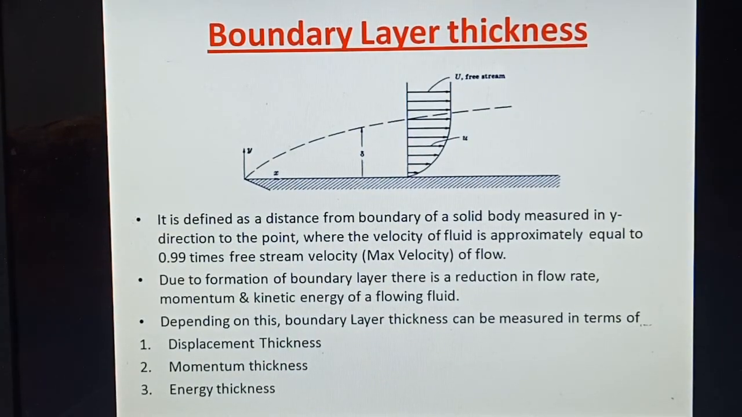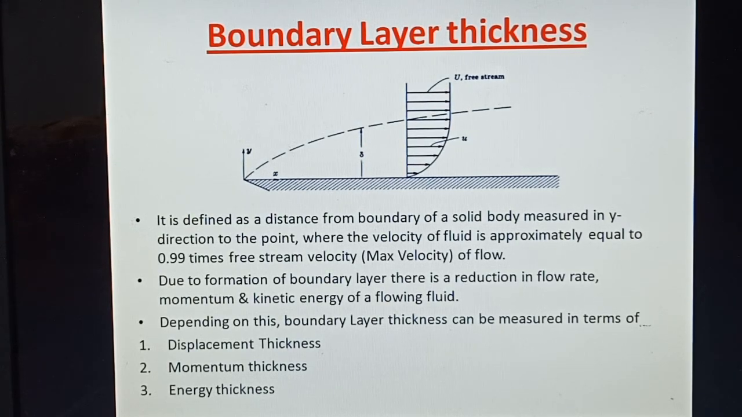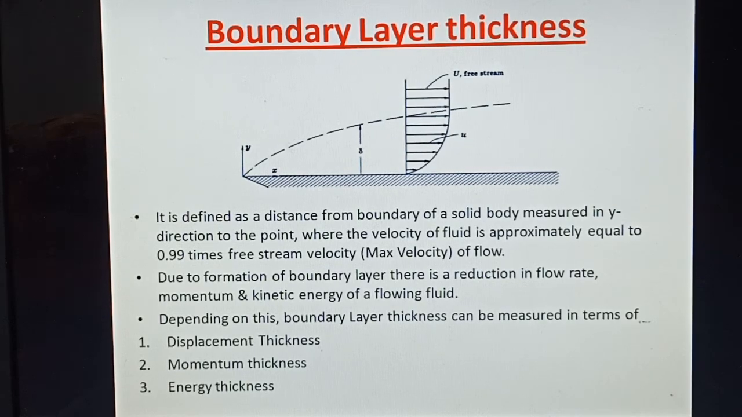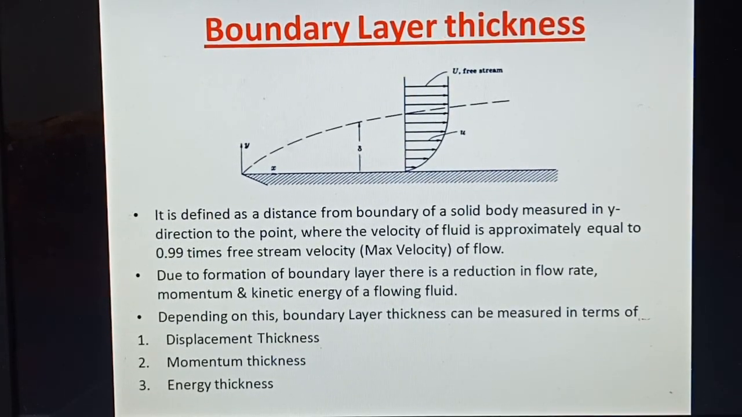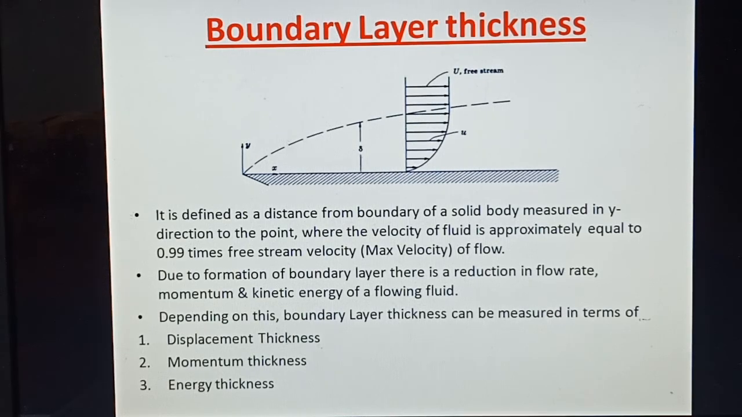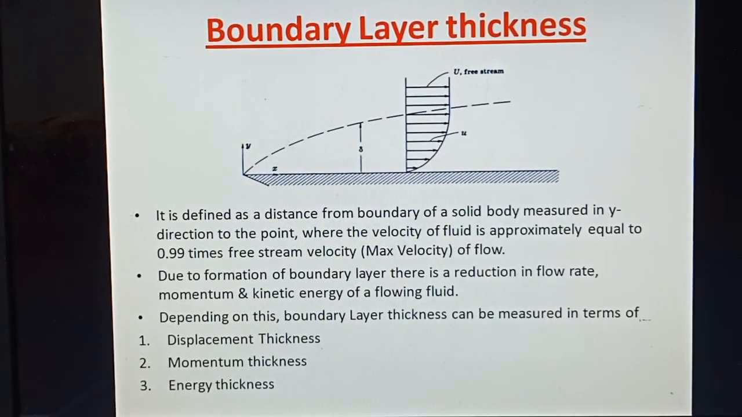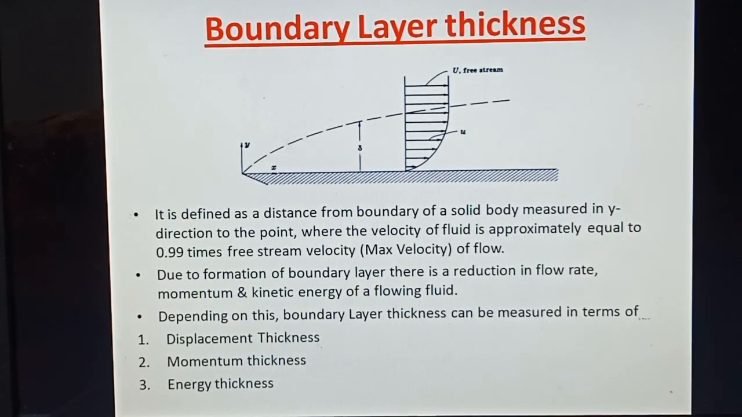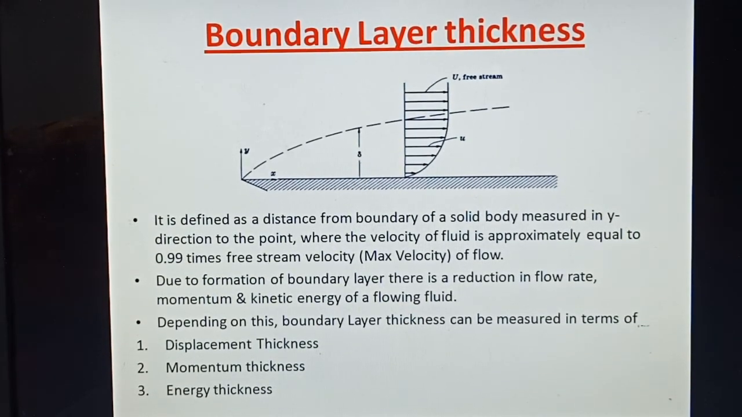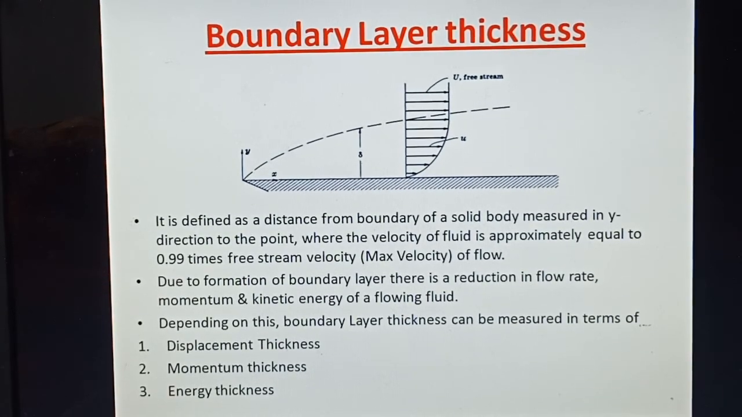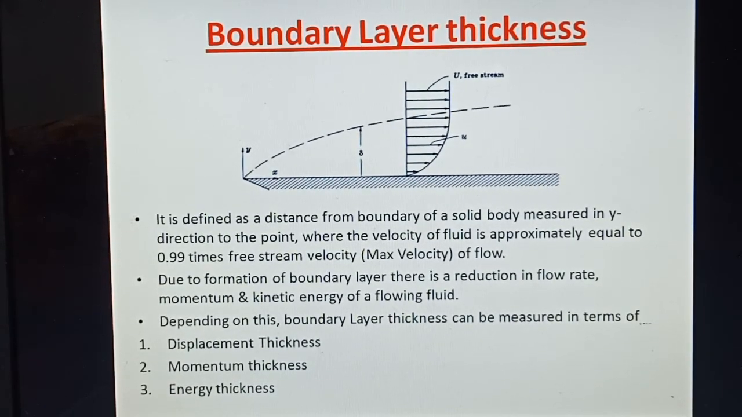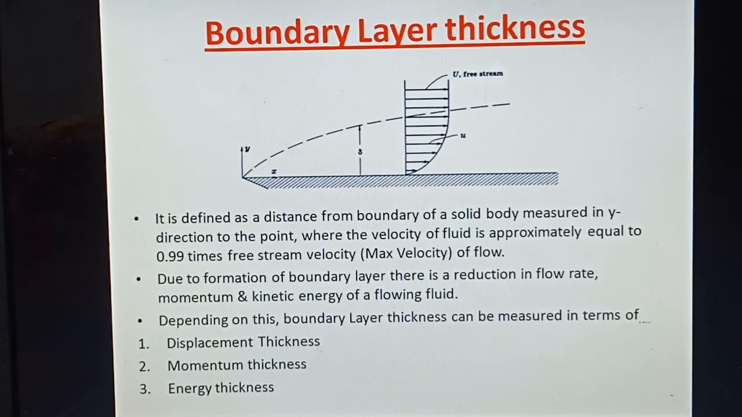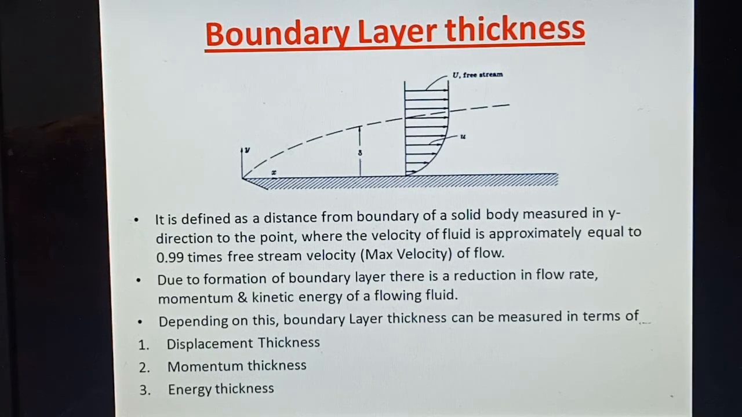Next is boundary layer thickness. Till now, we know that there is a variation in velocity when flow passes over a plate. The velocity varies from 0 to maximum. Now we have to understand this term boundary layer thickness. It is defined as the distance from the boundary of a solid body, measured in y direction, to the point where the velocity of fluid is approximately equal to 99% of the free stream velocity.